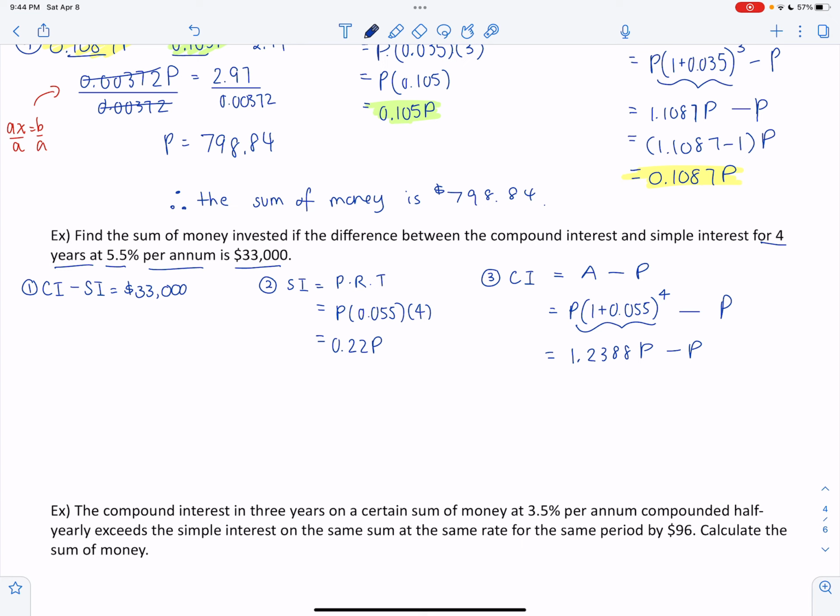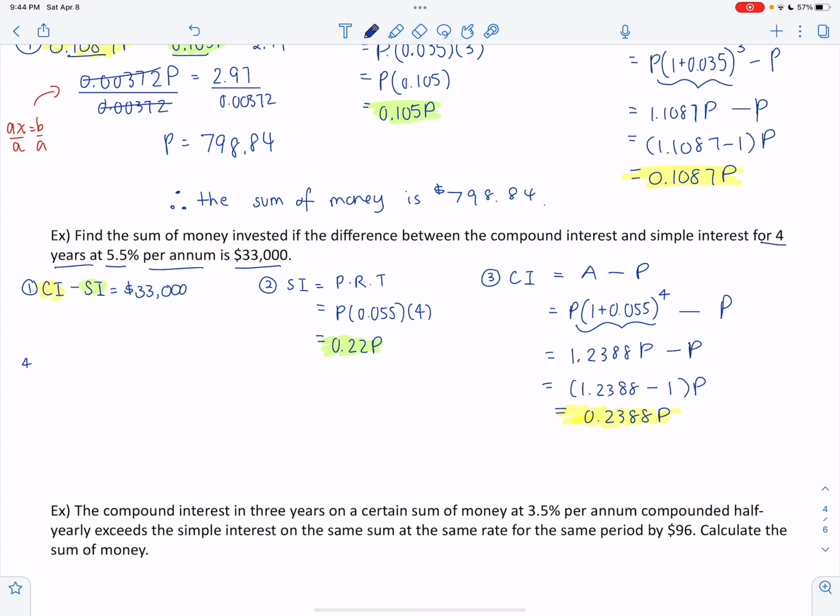So you're going to notice I'm always going to subtract 1. Whatever this number is, I'm going to minus the 1 here. So type this into your calculator: minus 1 times p, 0.2388p. Okay? Again, this is my CI. CI is right here. And then my SI. SI is right here.